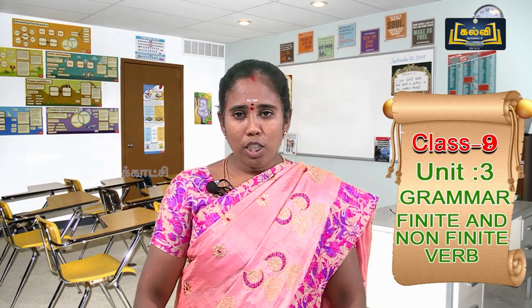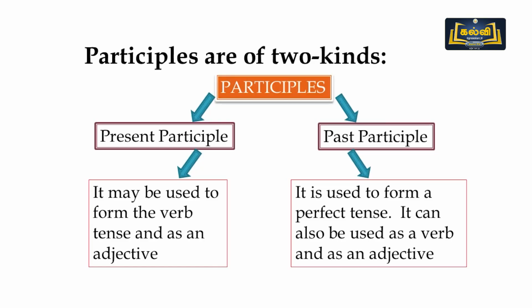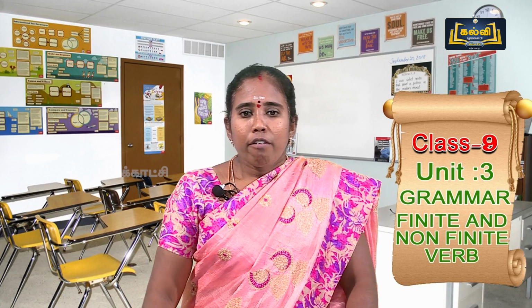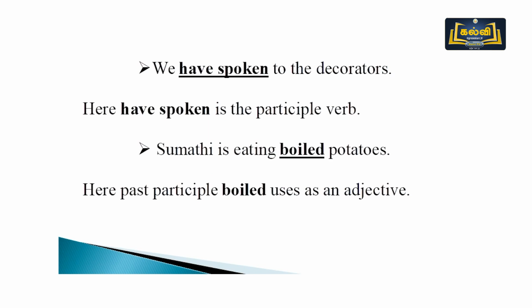Now we will move on to past participle. Already we discussed that past participle is used to form the perfect tense. Like the present participle, it may also be used as a verb and as an adjective. We have spoken to the decorators. Here, have spoken is the participle verb. I will repeat the example. We have spoken to the decorators. Have spoken is the participle verb.